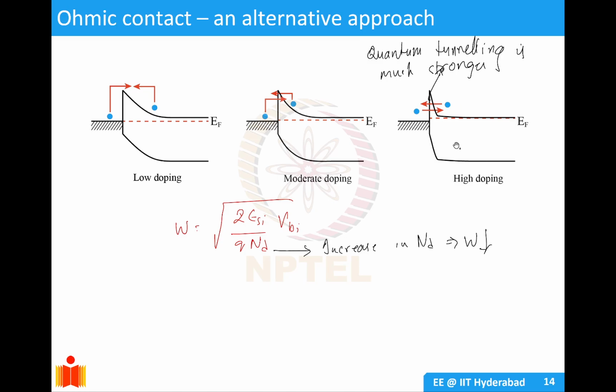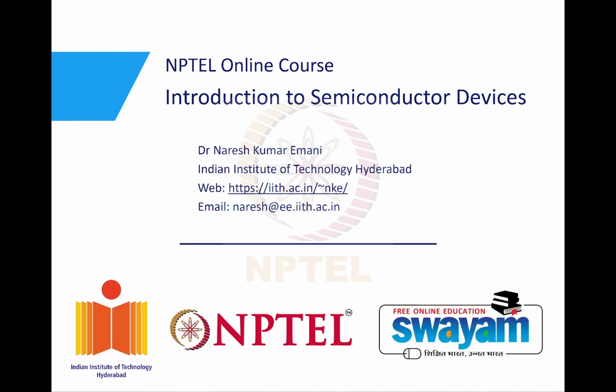So if you make a metal contact with a degenerate semiconductor, where the doping is very, very high, it forms an ohmic-like contact because of quantum tunneling.